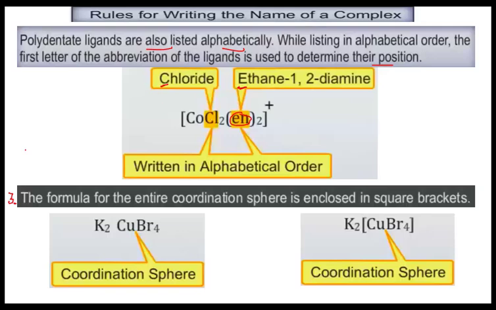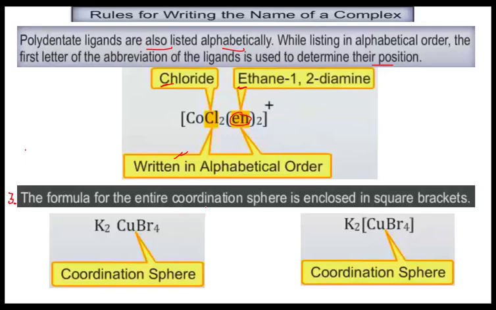So we will first write chloride, and then ethane 1, 2 diamine. So they are written as per the alphabetical order. So this was rule 2. Okay. Now the next rule, rule 3.